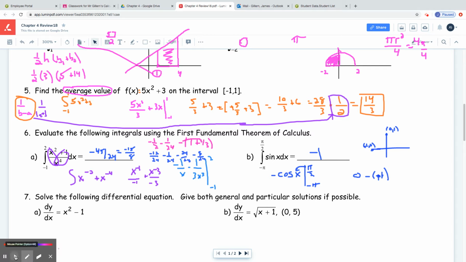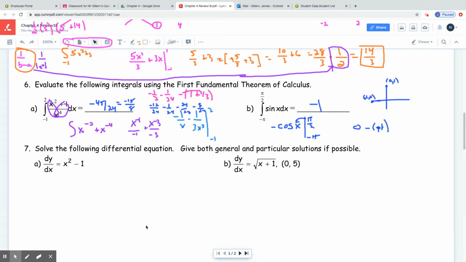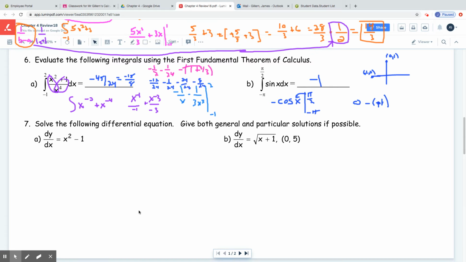All right, what do we got here? Solve the following differential equation. Give both general and particular solutions if possible. Okay, so we are going to integrate both sides, and we end up with y equals x cubed over 3 minus x plus c. And this is what we call our general solution because it has a c in it.